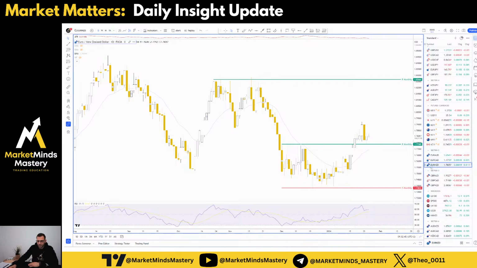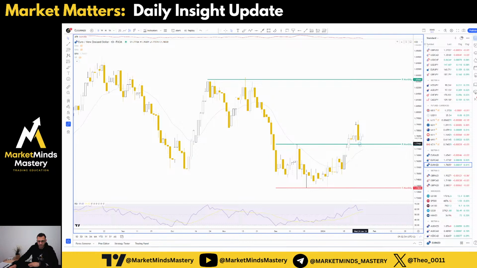Euro New Zealand, the price looks like it's respecting this monthly broken resistance, can act as a support. So at this point here, maybe the buyers will step in and push the price higher. Okay, guys?